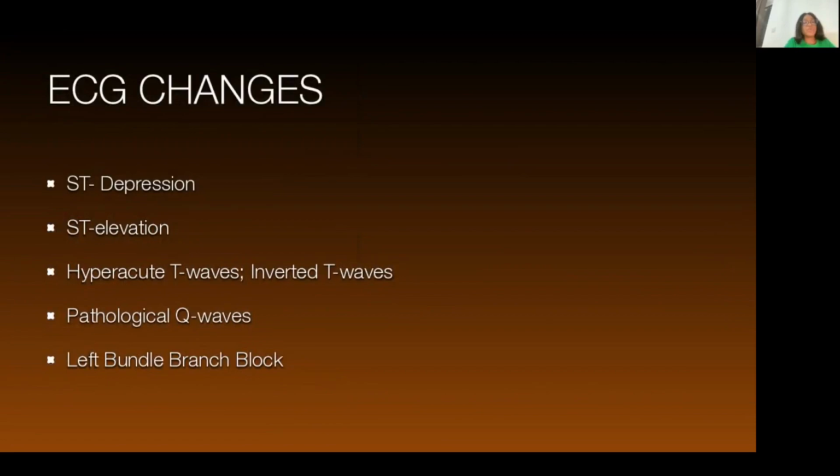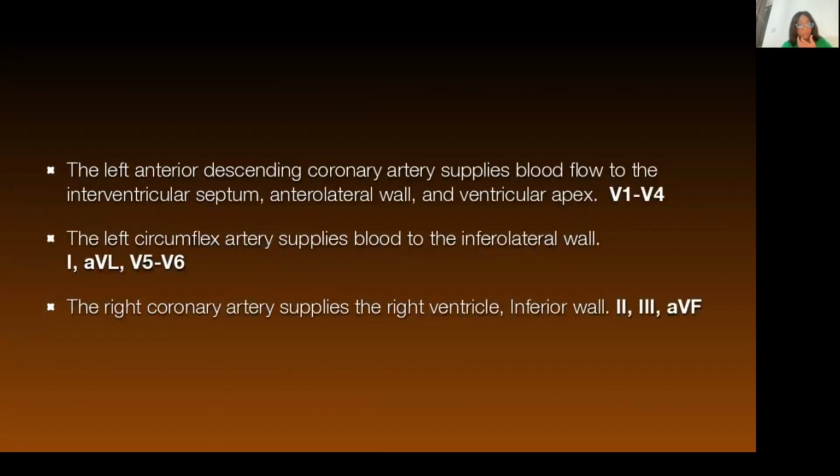All right, what changes would you expect on your ECG? You're going to expect ST depression, especially when you're talking about non-ST elevation acute coronary syndrome, okay? And then you can see ST elevation in a STEMI. You could also note hyperacute T waves or inverted T waves, pathological Q waves, and a new onset left bundle branch block, okay? Not a previously present LBBB. There's the Sgarbossa criteria as well, but we won't go into that because that's more detailed.